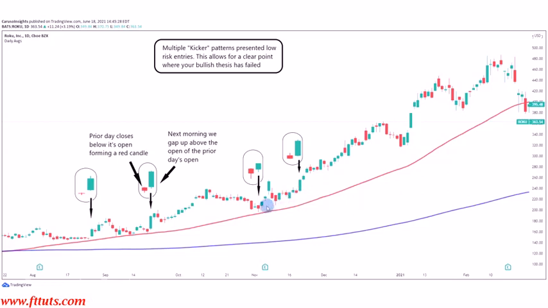It provides that clear point to know where your bullish thesis is happening and where it fails, and has a rather immediate upside move because with that expectation breaker, there's kind of that funnel of buying that kicks in and moves the stock higher.